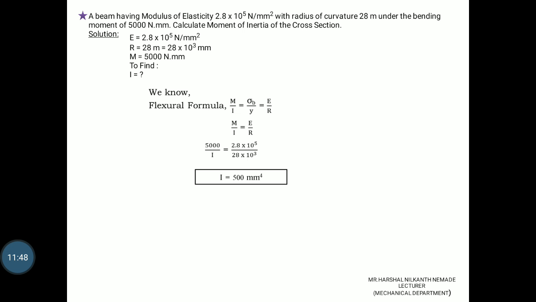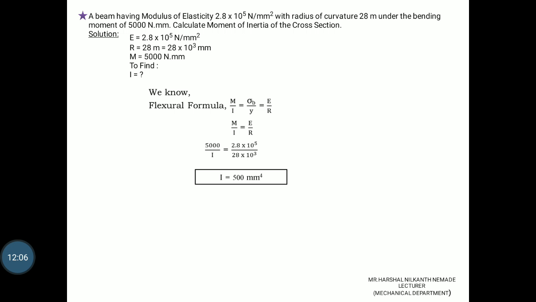A beam having a modulus of elasticity 2.8 multiplied by 10 raised to 5 Newton per mm square with a radius of curvature 28 meter under the bending moment of 5000 Newton mm. Calculate moment of inertia of a cross section.